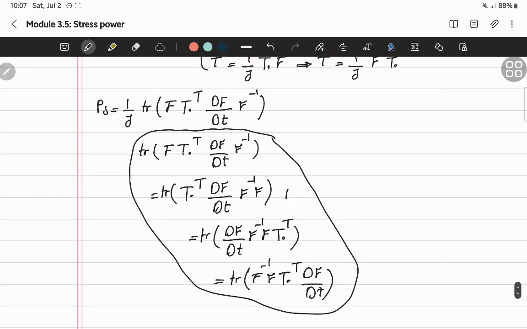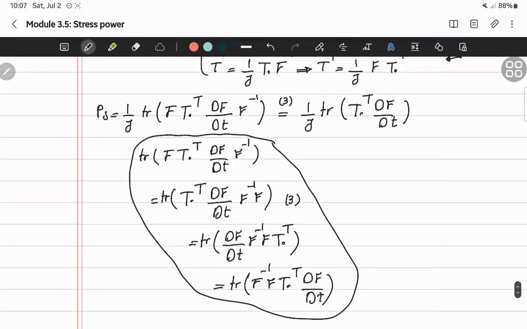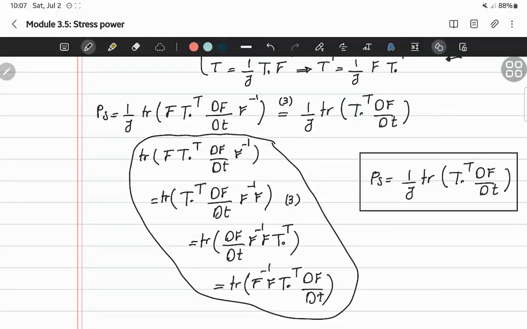So we replace this in here. So we get 1 over J, the trace of T0 transpose df dt F, F inverse F, which becomes I, then this becomes this. So now PS in form of the second Piola-Kirchhoff stress tensor is this. All right.